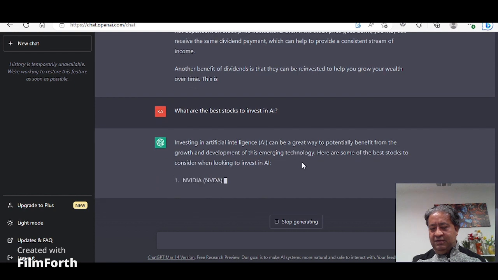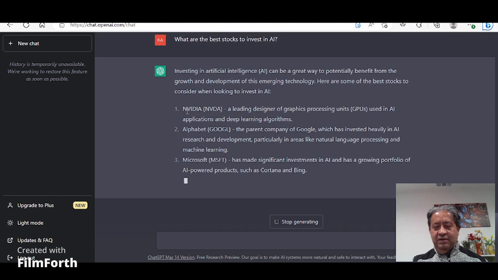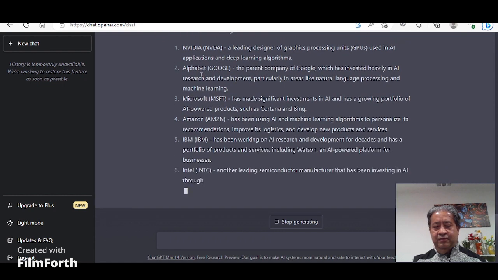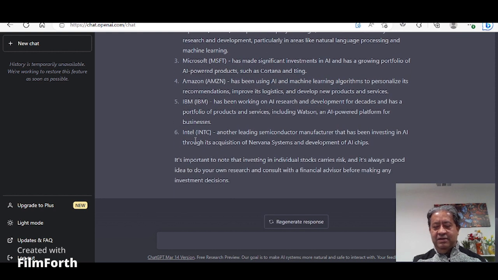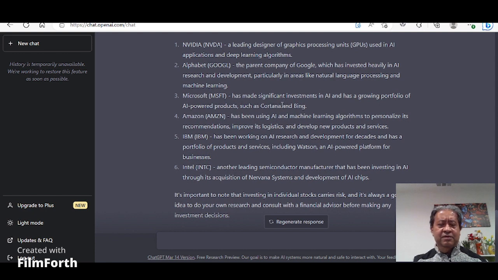So investing in artificial intelligence can be a great way to potentially benefit from the growth and development. It lists Nvidia as the first suggestion, followed by Google, followed by Microsoft. Number 4 is Amazon, number 5 is IBM, number 6 is Intel. So these are some of the good stocks in terms of investing in artificial intelligence, which is a very hot area. You can do more research about all these companies, and if you decide, go ahead and invest in artificial intelligence.